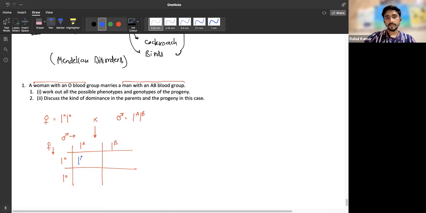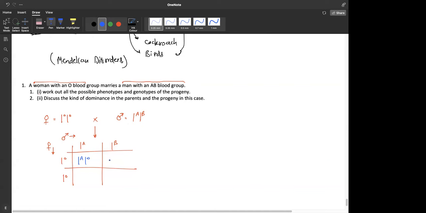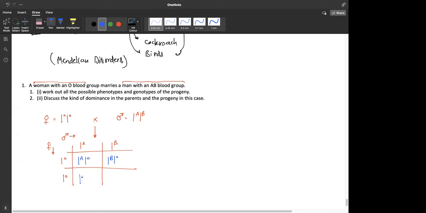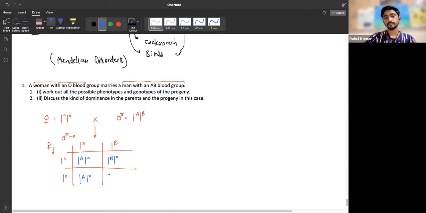So the first child will be IAIO. What is the blood group of the first child? A. Second will be IBIO. The blood group? B. The third will be IAIO. Fourth will be IBIO. What is the blood group of third and fourth? A and B respectively, right?